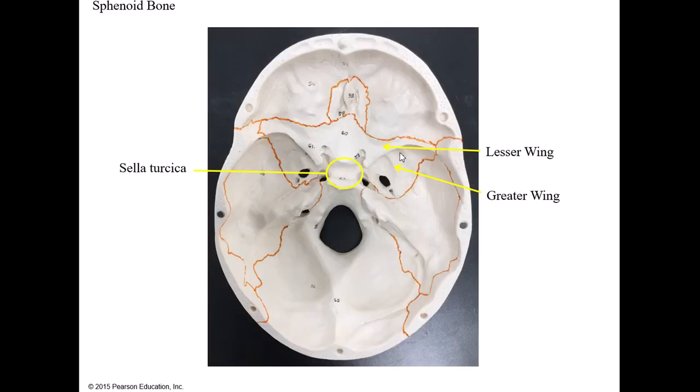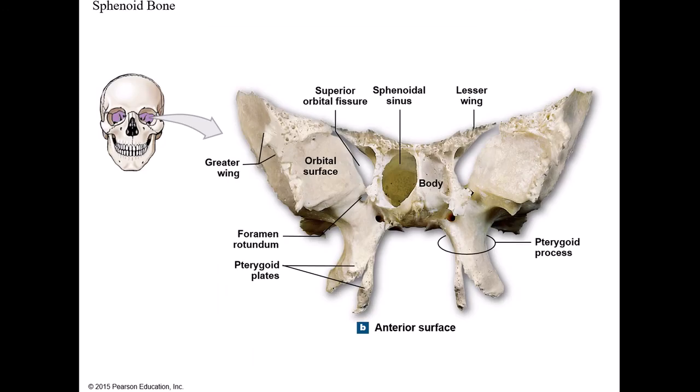So on our model, forming the whole middle cranial floor, this is the sphenoid. Here's our sella turcica. Greater wing, lesser wing. We want to be able to identify that greater wing because there are some holes in here that we need to identify, and we'll do that in a future lab. Now, hanging down from the sphenoid bone are two downward projections. So this and this are known as the pterygoid processes.